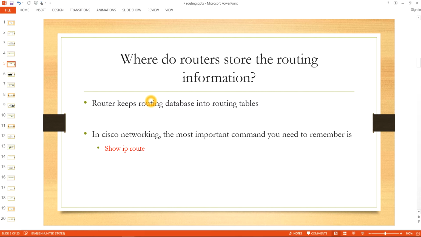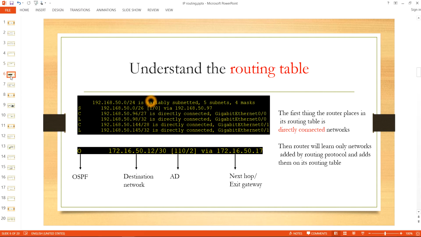Anything that's missing there means the router has no information about it and how to reach that network. Now having said that the router stores the information in the routing table, let's see the structure of the routing table itself. So this is how the routing table looks like.